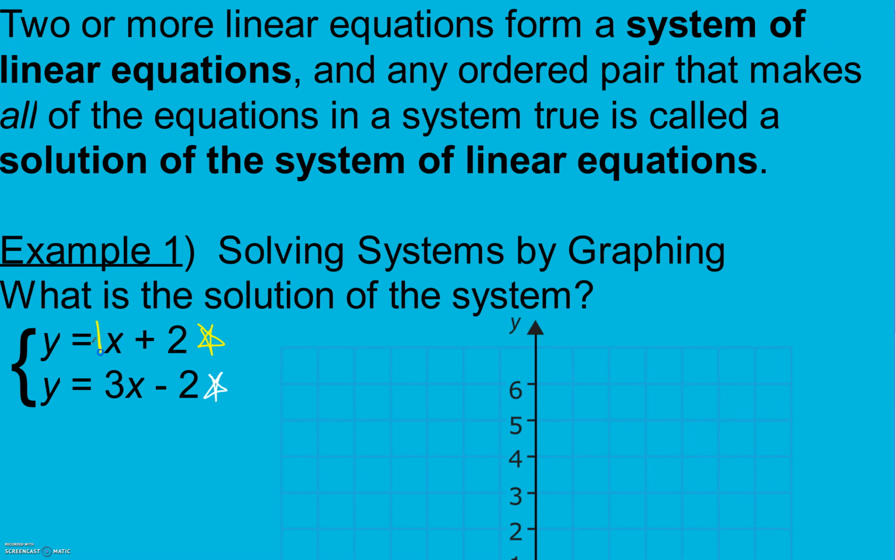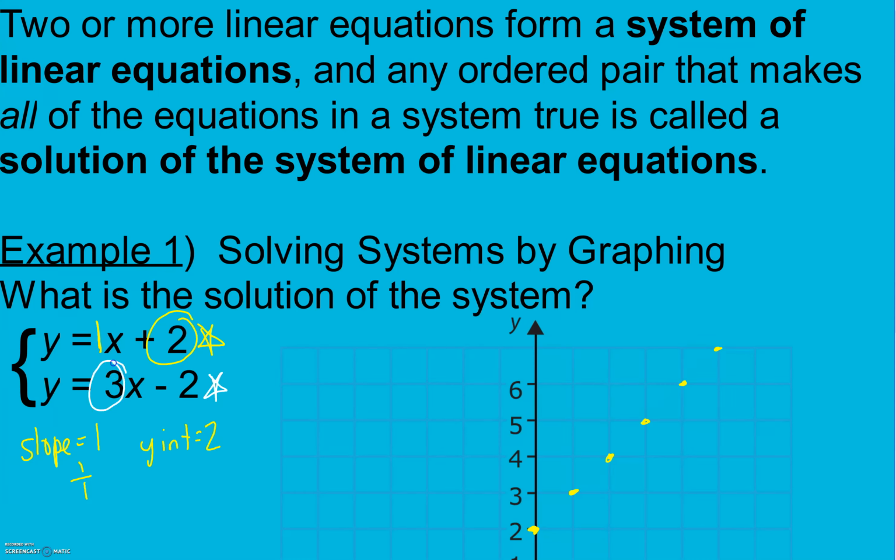So my slope is 1, and my y-intercept is 2. I'm going to start at 2. I'm going to use my slope of 1 to go up 1 over 1, up 1 over 1. Remember, we can write whole numbers as fractions. Okay, and I'll connect those dots here in just a second.